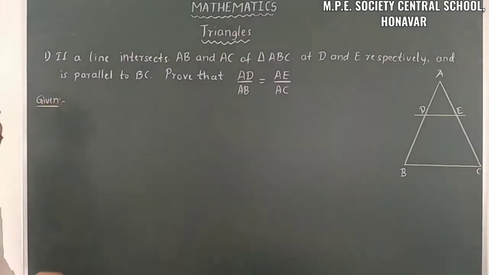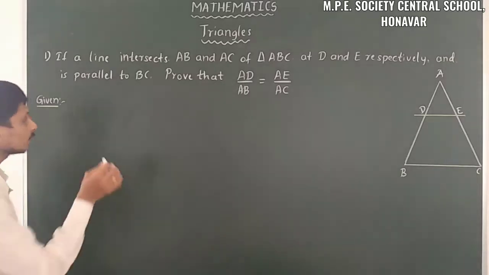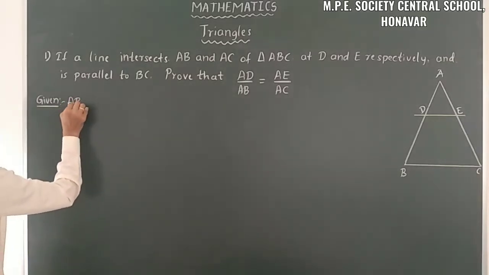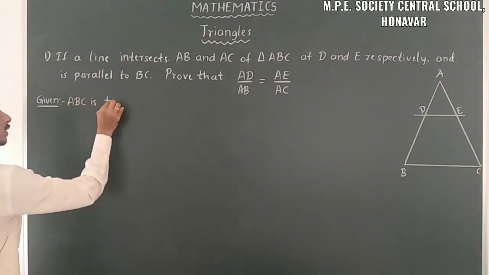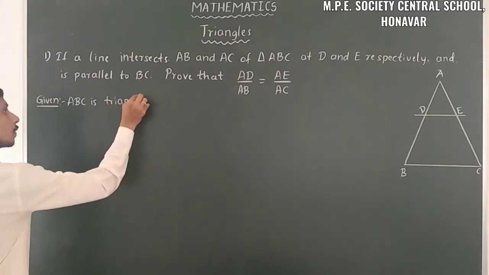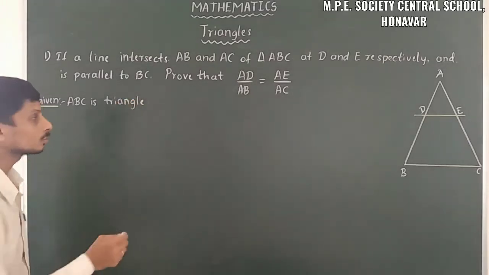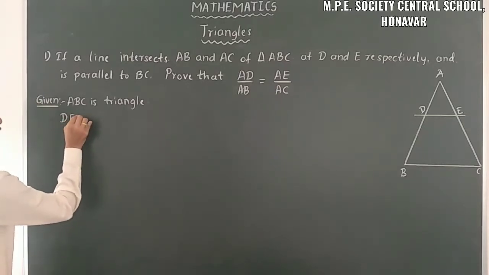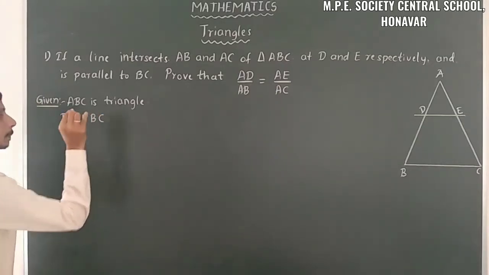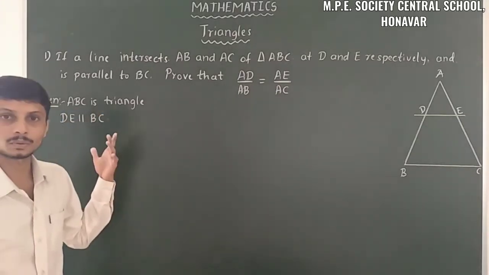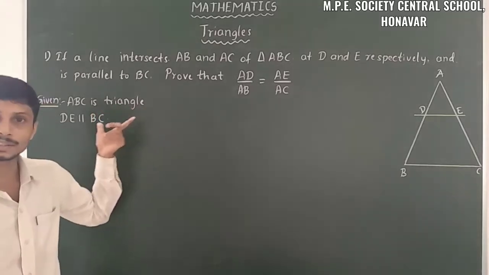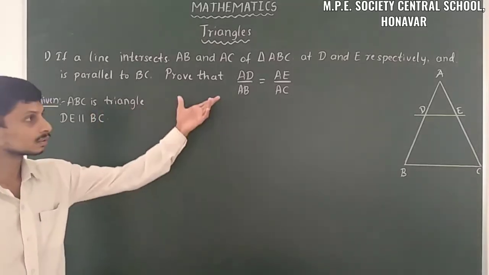What are the given things here? ABC is a triangle. It is given ABC is a triangle. Then DE is parallel to BC. We can use that one. DE is parallel to BC. So those two things we can easily take while proving this.